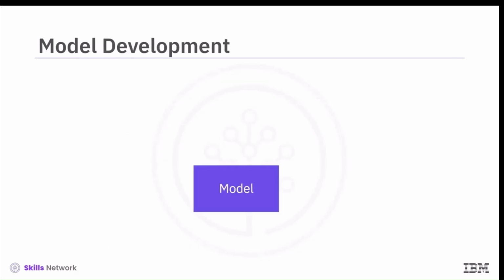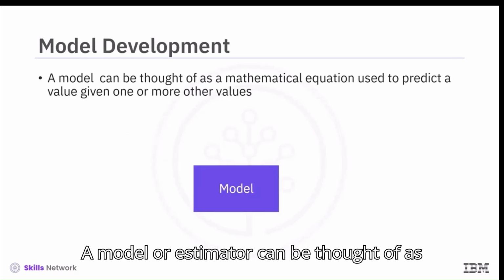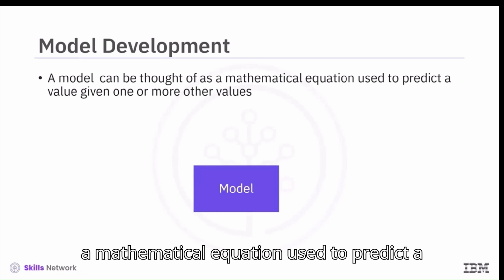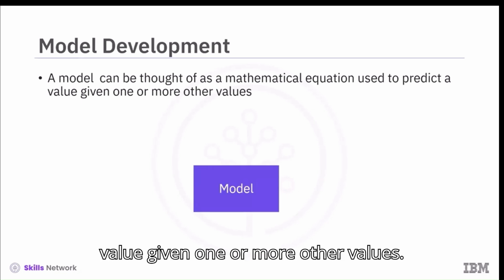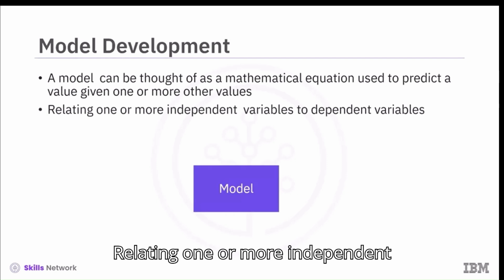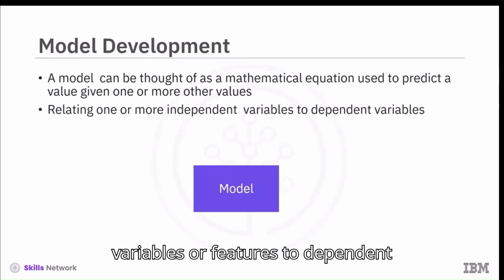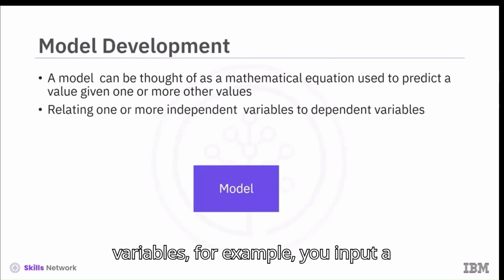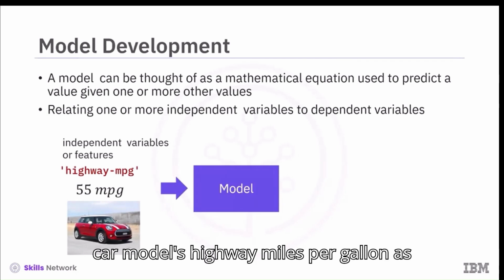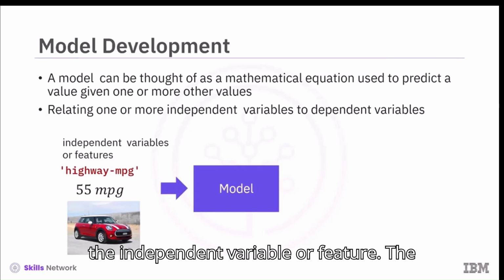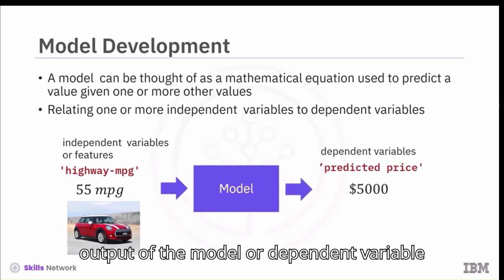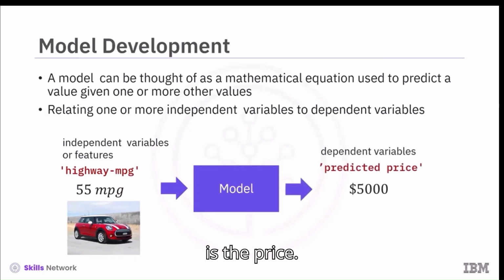A model or estimator can be thought of as a mathematical equation used to predict a value given one or more other values, relating one or more independent variables or features to dependent variables. For example, you input a car model's highway miles per gallon as the independent variable or feature. The output of the model, or dependent variable, is the price.